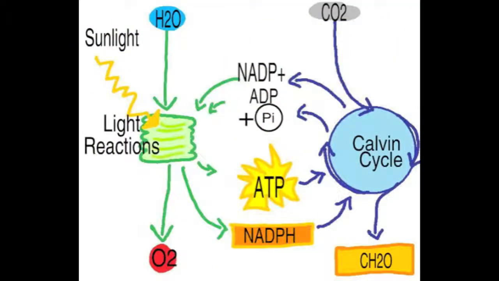Light reactions convert sunlight energy into chemical energy in the form of ATP and NADPH. This process starts when sunlight is absorbed by chlorophyll.